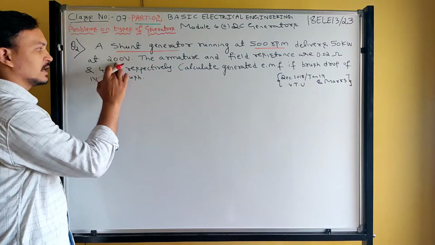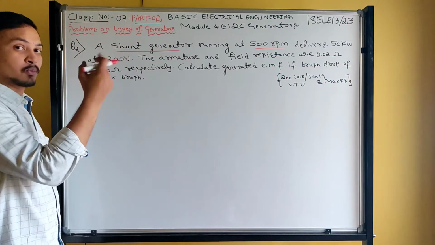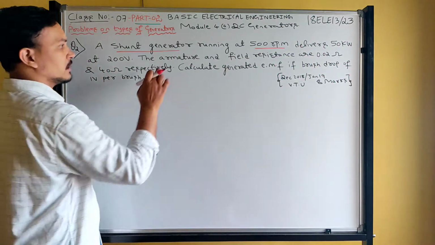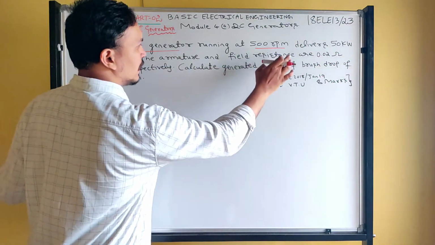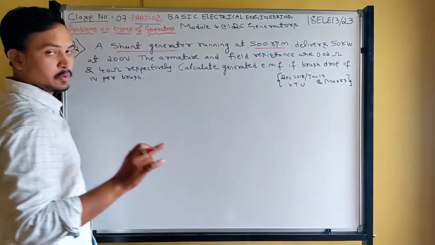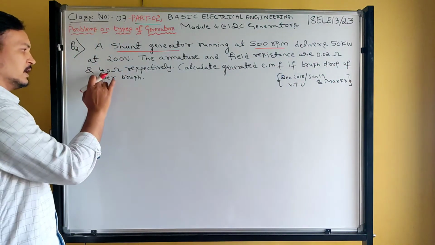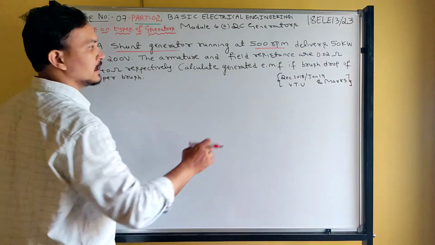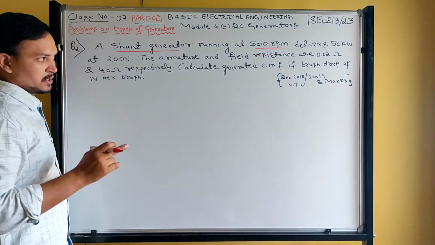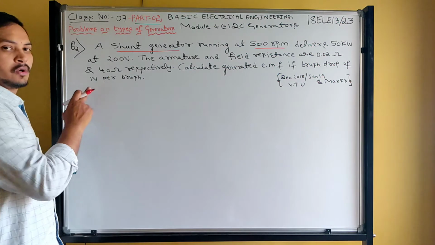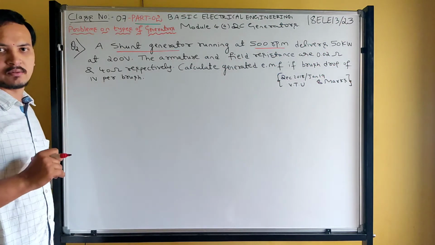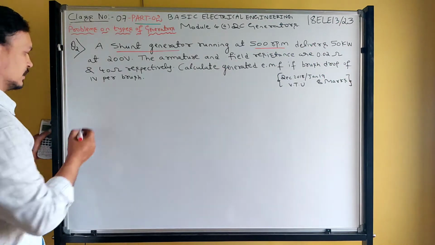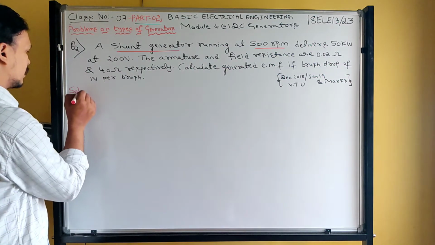What is this voltage then? Output side in generator, output voltage is what? Terminal voltage. Vt is 200. The armature and field resistance are, armature resistance is 0.02 and field resistance is 40 ohms respectively. Calculate generated EMF if the brush drop is 1 volt per brush. Okay, so this is again a problem on shunt generator. So we can solve this.